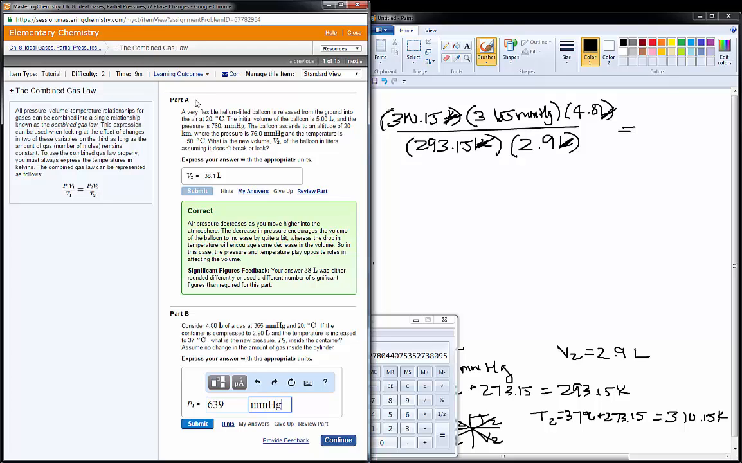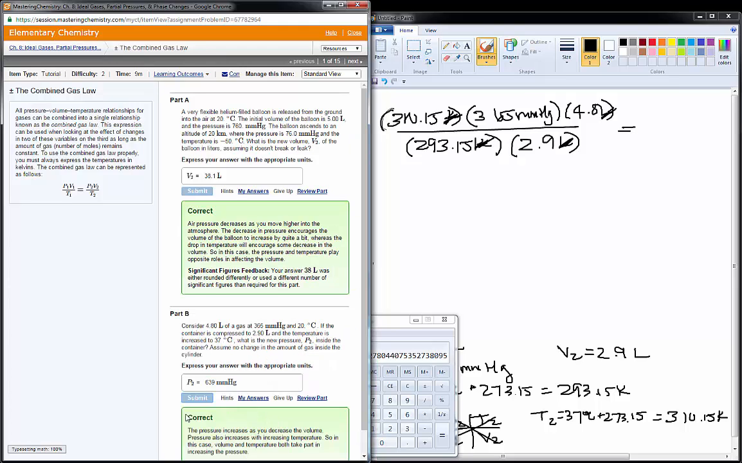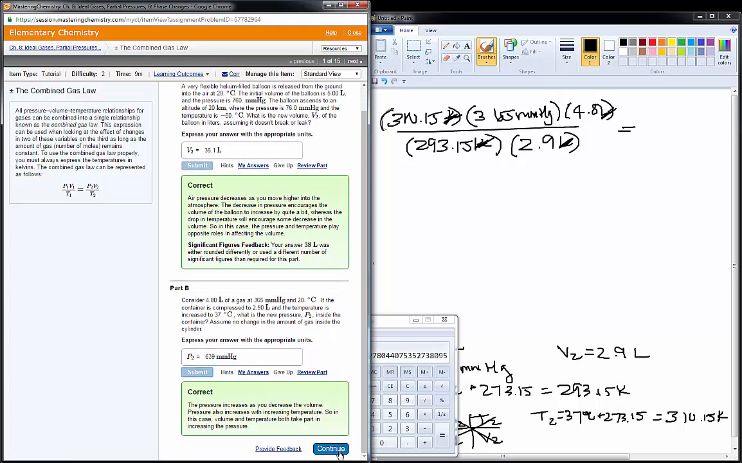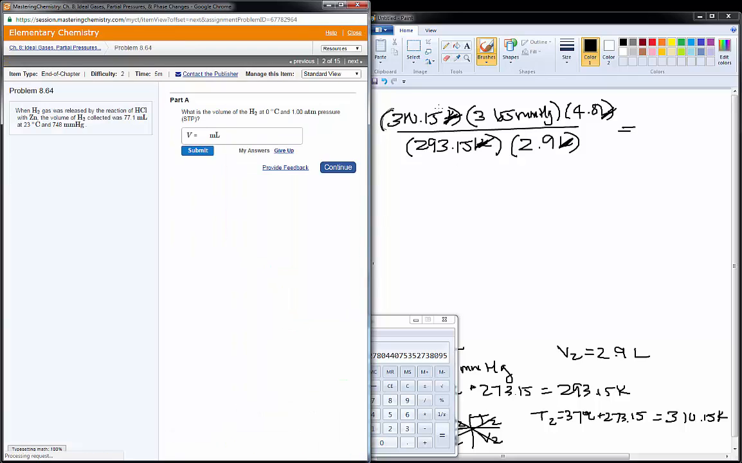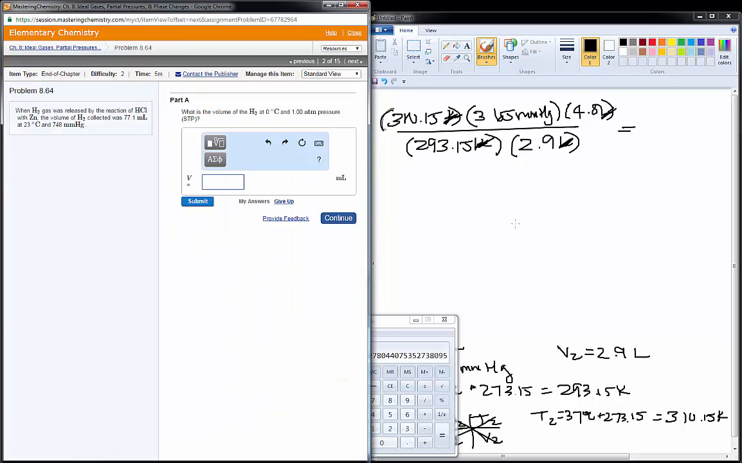Do note that your number values might be different from my number values. So don't just try to plug in 639. If you got it wrong, make sure that you're using your numbers to set up the problem.